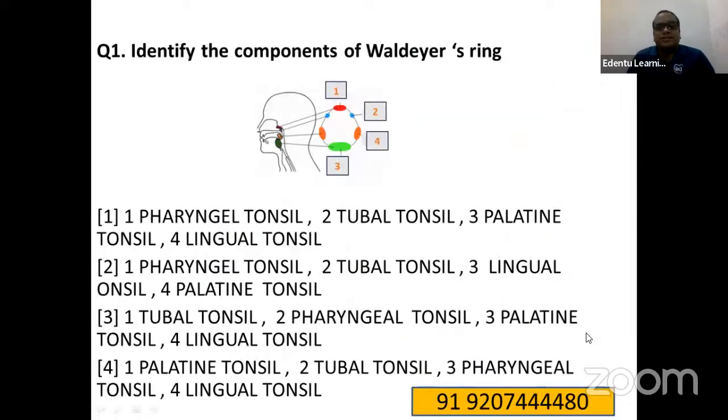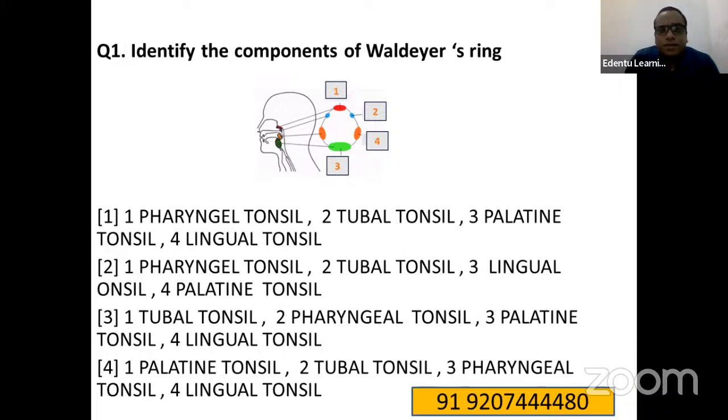Okay, my dear friends, the contest begins. This is your first question for the day. Identify the components of Waldeyer's ring. Please see the location, 1, 2, 3, 4. It is not in order. And your 4 options are here. The correct answer is the number that is flashed on your screen.